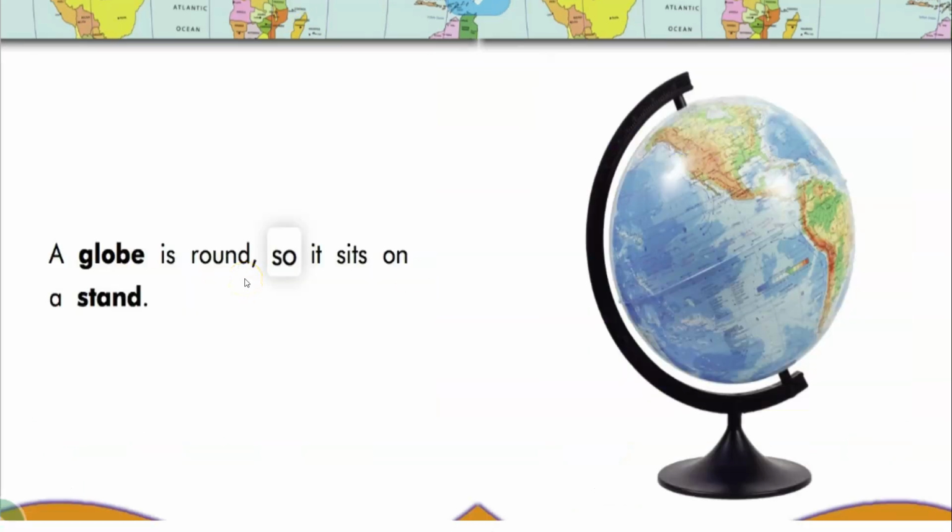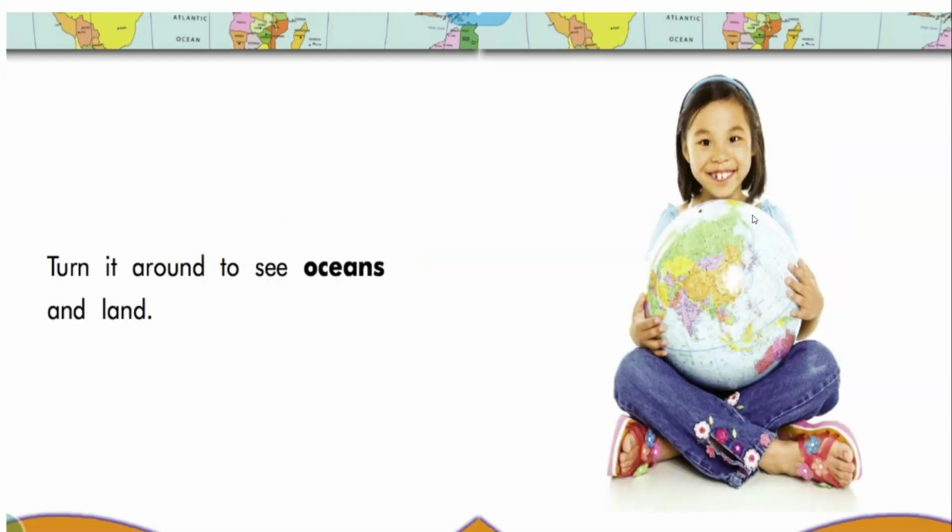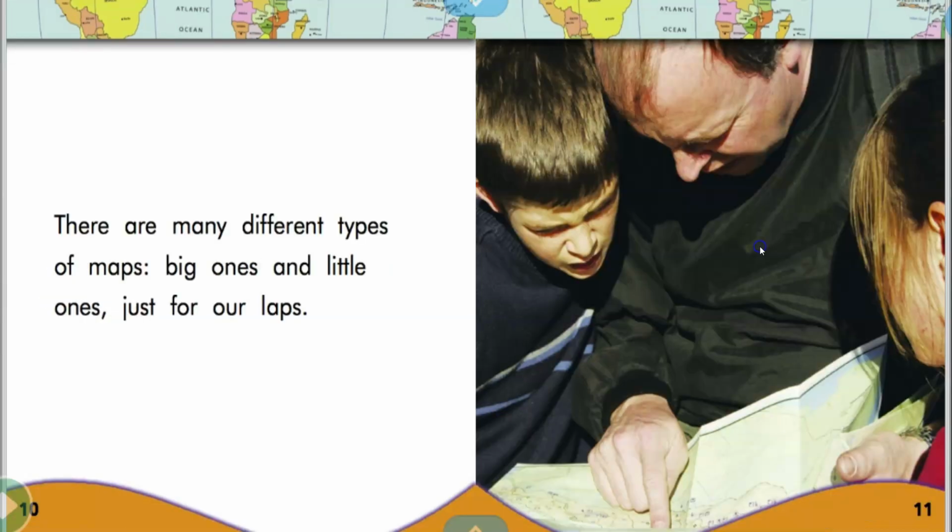It says a globe is round, so it sits on a stand. Because what would happen if we just sat a globe down? That's right, it's round, so it's going to roll away. Turn it around to see oceans and land. So the oceans, of course, are the part of the Earth that are covered with water. Okay, and the land are actually what we call continents, so they're land masses.